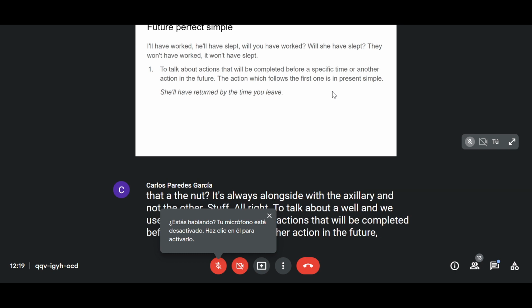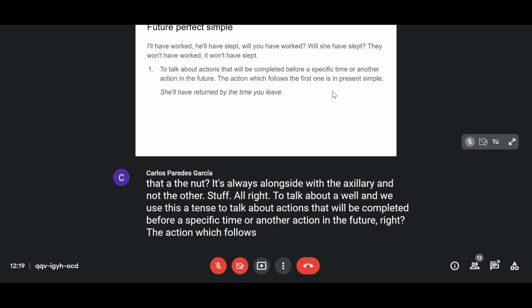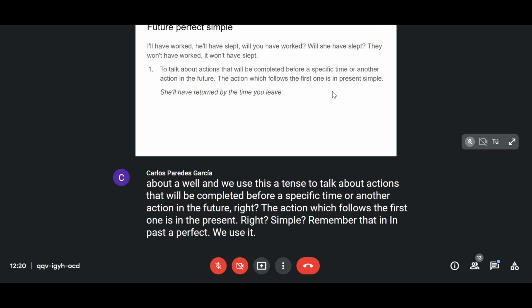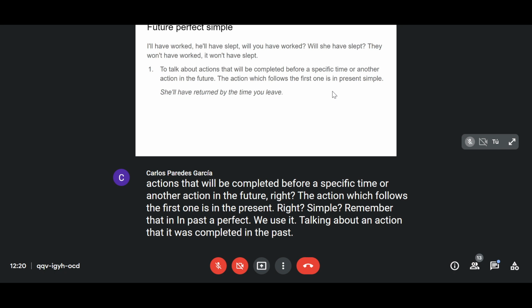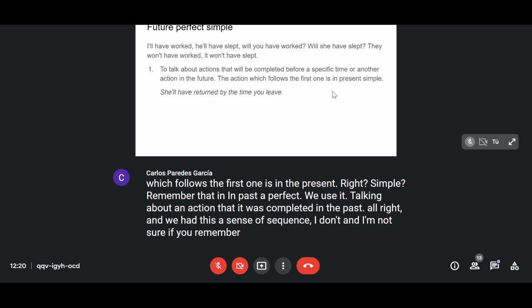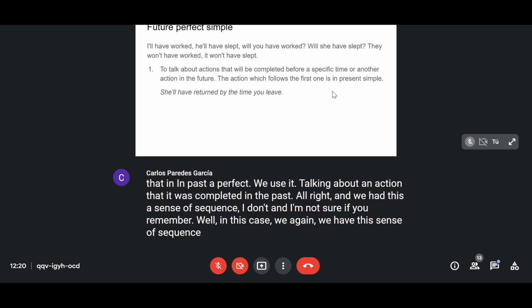Right? The action which follows the first one is in the present simple. Right? Remember that in past perfect we use it talking about an action that was completed in the past. All right. And we had this sense of sequence. I'm not sure if you remember. Well, in this case, we have this sense of sequence, but in the future, right?